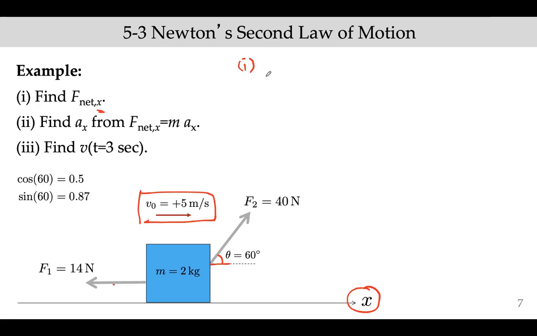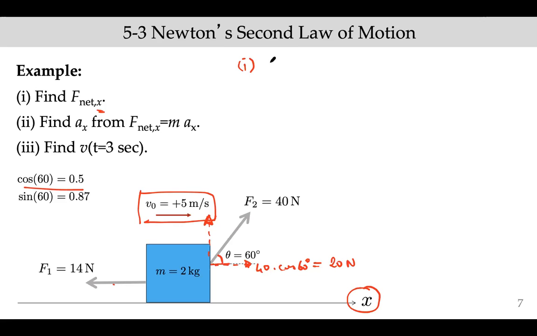So let's do the first part. F net in the x direction. I have to find the components, right? So this vector F2 has 2 components. One of them is this one, the y component, and the x component is this one. In this problem, there's really no question about the y direction, so I will not calculate the y component, but I will calculate the x component. This angle is close to the x component, so I have to use cosine. So it's going to be 40 times cosine 60 degrees. And cosine 60, if you look at here, is 0.5. So this is going to be 20 newtons.